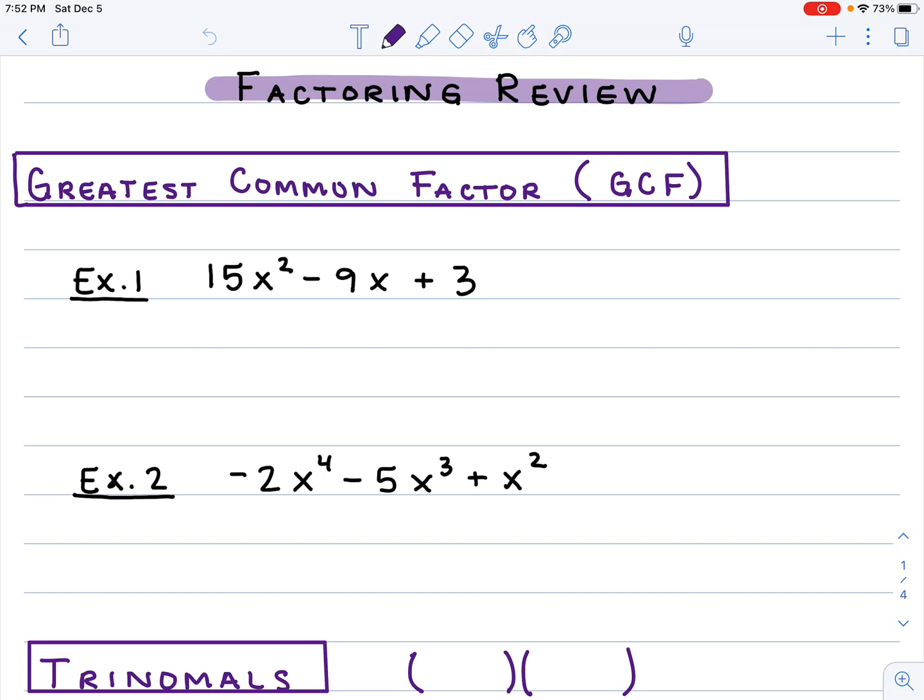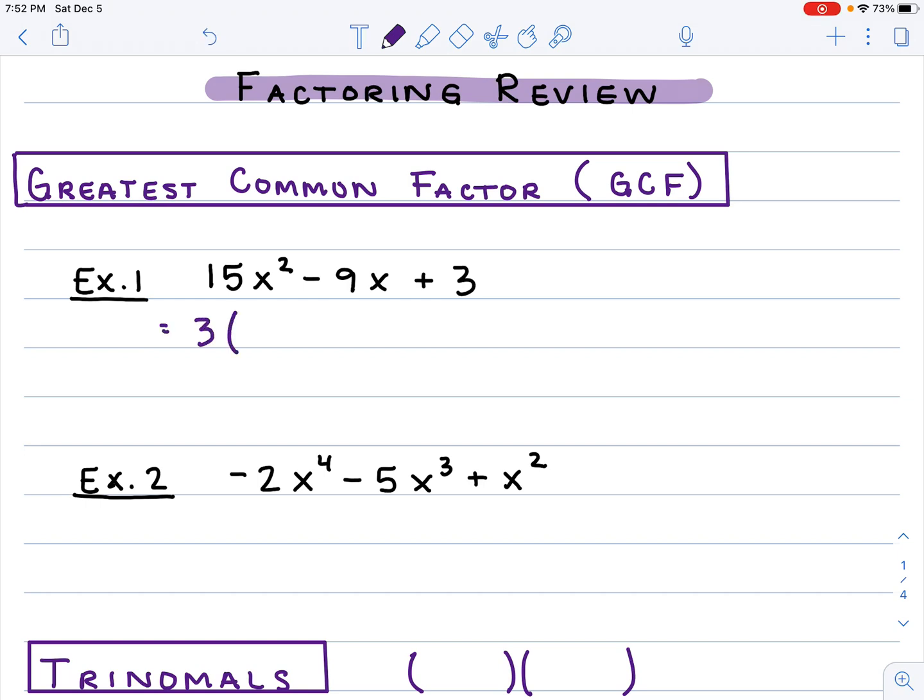So the first one we're going to be doing here is greatest common factor, which we shorthand to GCF. This is when you're looking at all your terms in your function, and you're seeing what they have in common. That can be a number like 2, 4, 5, whatever it is, and it can also be variables as well. So here's our first example, 15x squared minus 9x plus 3. When I'm looking at all of those, they all have a factor of 3 in common. So I'm going to pull out or divide a factor of 3.